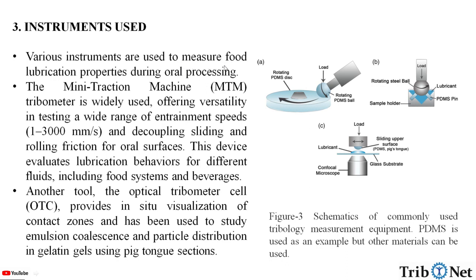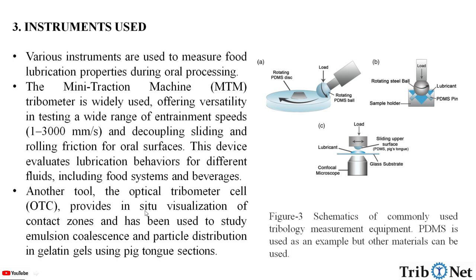Instruments used in oral tribology. Various instruments are used to measure food lubrication properties during oral processing. The mini traction machine, that is the MTM tribometer, is widely used, offering versatility in testing a wide range of entrainment speeds, that is from 1 to 3000 mm per second, and decoupling sliding and rolling friction for oral surfaces. This device evaluates lubrication behaviors for different fluids including food systems and beverages.